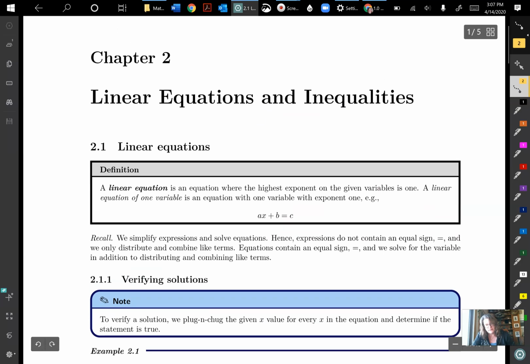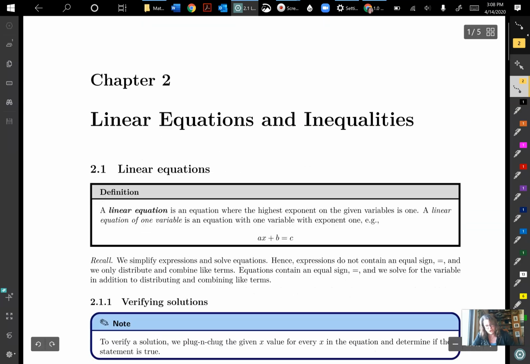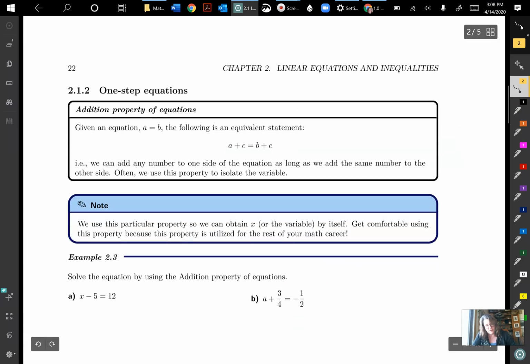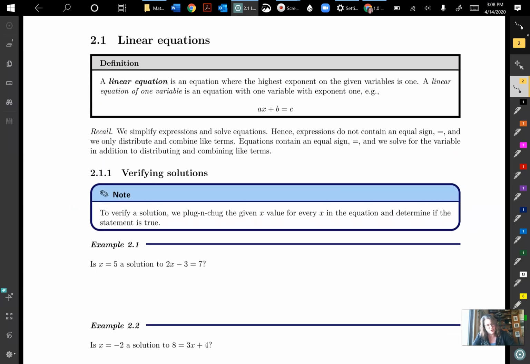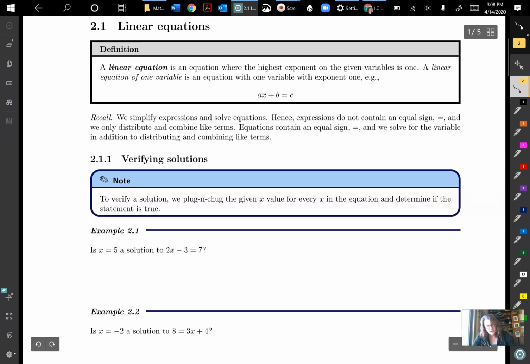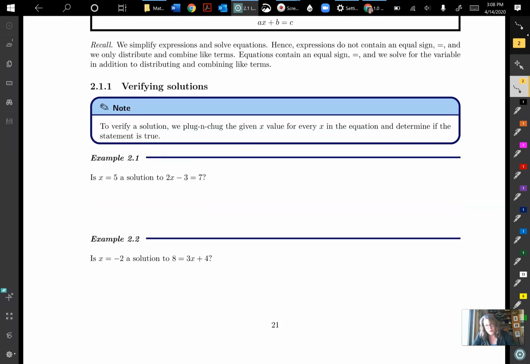Just for reference, I am on page, let's find that, 21 in the workbook. So if you're using that, if you've just printed it all out at once, you might want to have that page reference, or you can just write in a notebook.